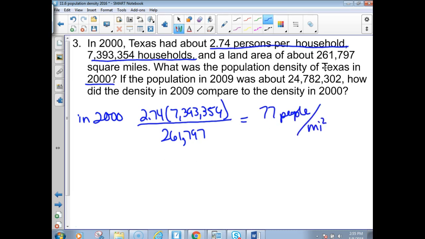Then it asks what the population density was in 2009, because they're giving us that it was 24,782,302 people. How did the density compare to the density in 2000? For 2009, we're going to put in the number they gave us, 24,782,302. We divide that by the same area. The land mass didn't change. And we're just going to get a new amount. All right, and here we go.